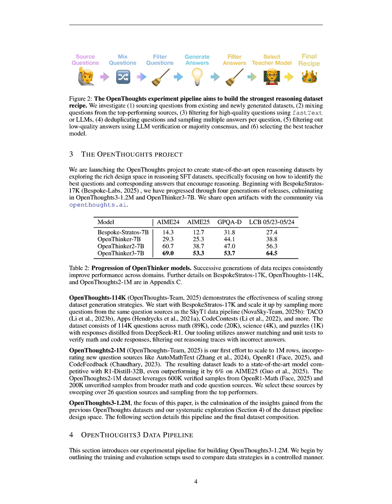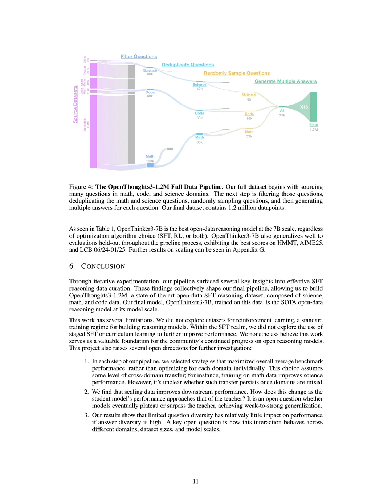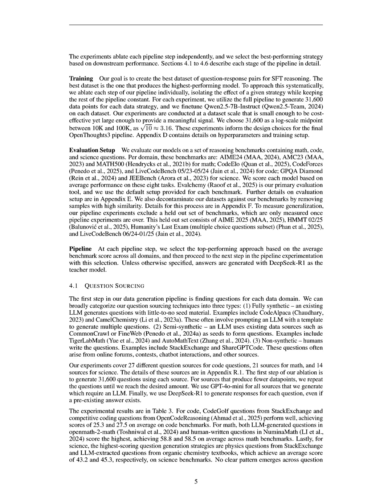The authors validated the effectiveness of their method through a systematic experimental design that involved over 1,000 ablation experiments across 3 domains: math, code, and science. They generated datasets of 31,600 question-answer pairs for each data strategy and fine-tuned the Qwen 2.5-7b instruct model on these datasets. The performance was evaluated using a set of reasoning benchmarks, including AIME 24, AMC 23, Math 500 for math, CodeElo, Codeforces and LiveCodeBench for code, and GPQA Diamond and JEE Bench for science.